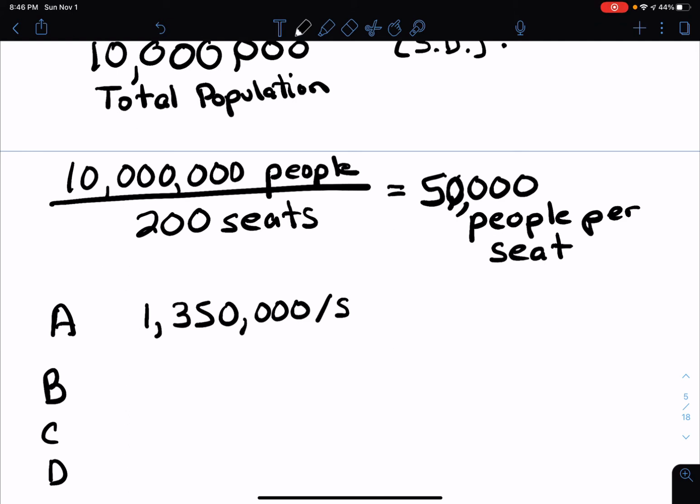Okay, so divide by 50,000. Sorry about that. All right, so that gives us 27 seats. So I'll just be consistent and use the same wording. So 27 seats will go to state A, because if they have 1,350,000 people, and for every 50,000 people they get a seat, if you divide by 50,000, that tells you they get 27 seats.